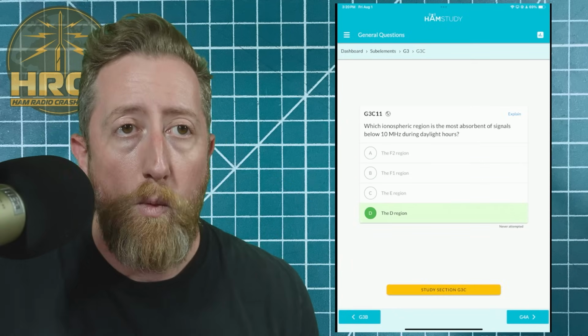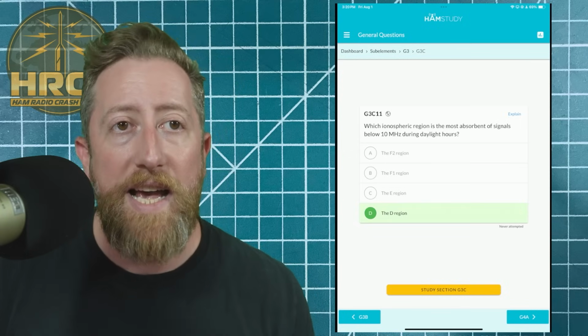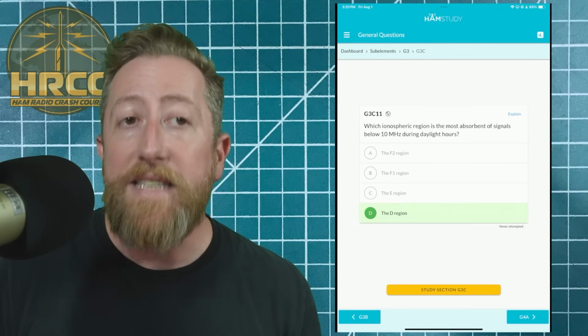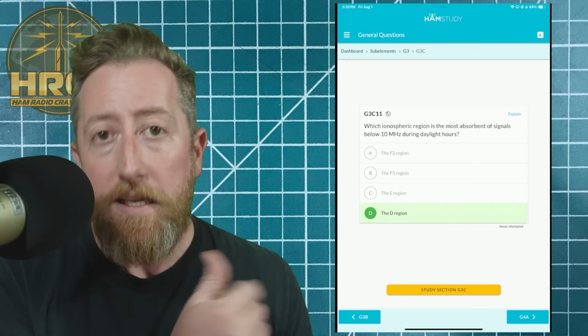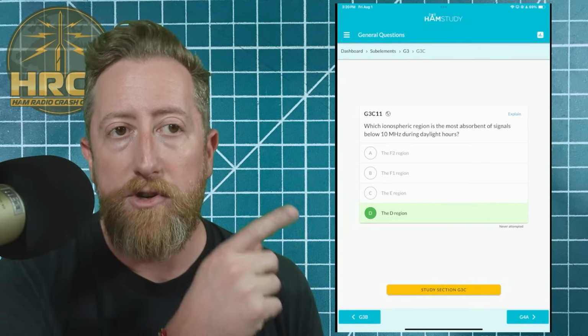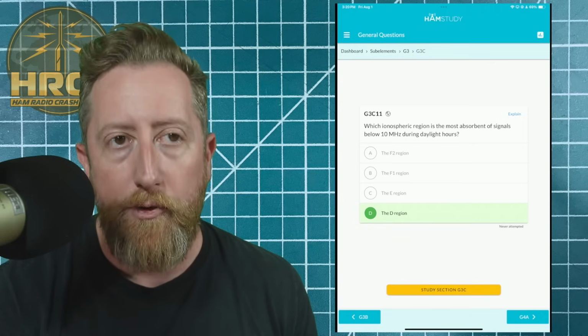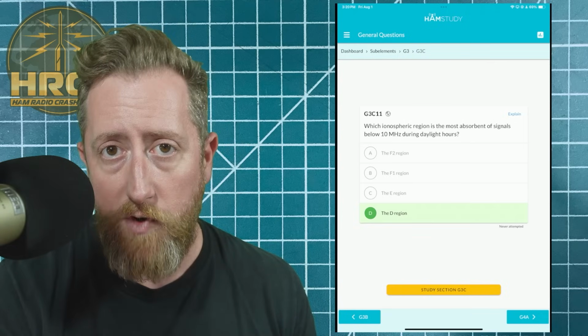Question 11. Which ionospheric region is the most absorbent of signals below 10 megahertz during daylight hours? And it is D, the D region. Now, note that you may not get D, the D region, so try not to remember just the answers. Actually look for the D region being the most absorbent of signals below 10 megahertz during the daylight hours. Okay? Hopefully that makes sense.